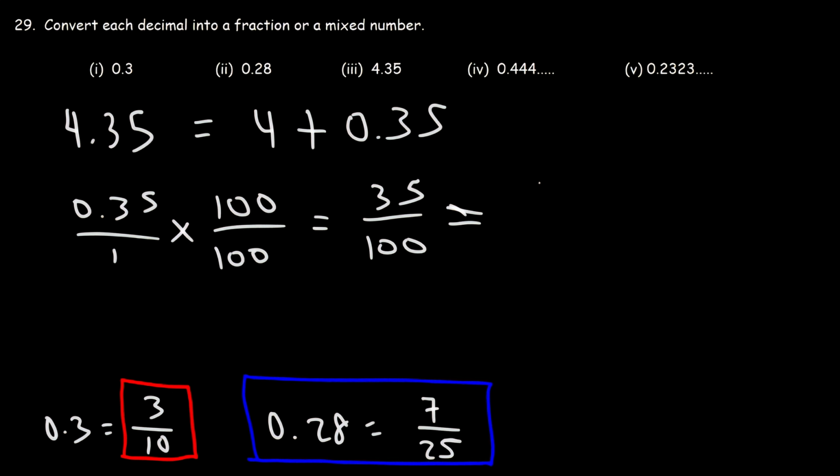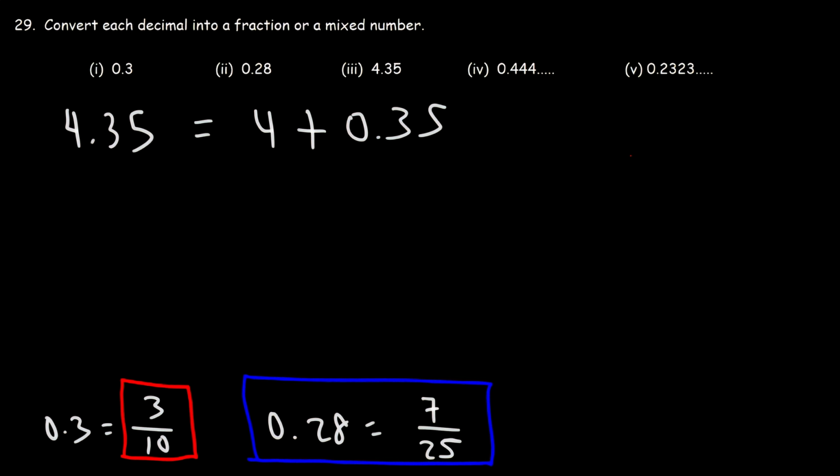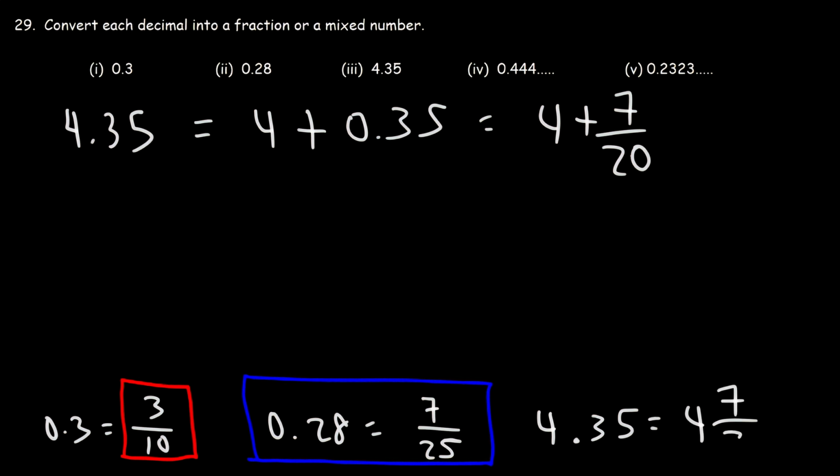Now 35 is 7 times 5. 100, we can write that as 20 times 5. And so we could cancel the 5. So 0.35 is 7 over 20. So we have 4 plus 0.35, so that's 4 plus 7 over 20. So we could say that 4.35, let me write that again. So 4.35 is going to be 4 and 7 over 20 as a mixed number.